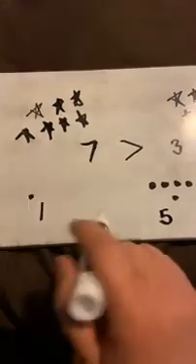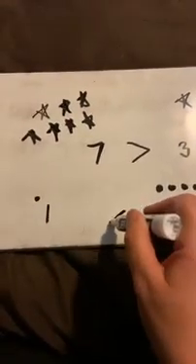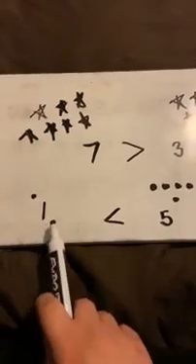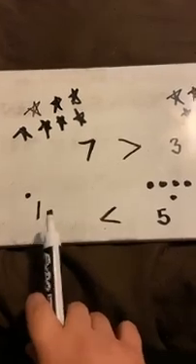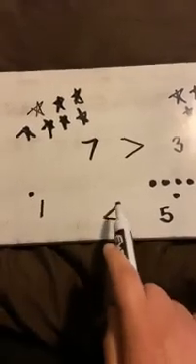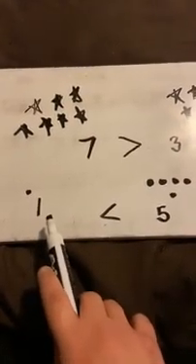I have 5. Okay, so which way is my alligator mouth going to open? To my bigger number, to the 5. But look, 1 is less than 5 because 1 is the smaller number. So if it points to the smaller number, it means less than. All right, let's try one more.